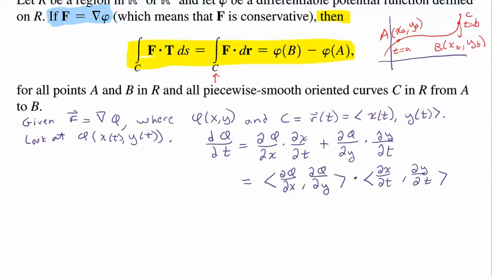Now, how could I rewrite this? So this is the derivative of phi with respect to t. What does this look like? Partial phi, partial x, partial phi, partial y. Yeah, that's the gradient, isn't it? That is the definition of the gradient of phi. And we're going to dot that with, okay, what does this look like? What is this?